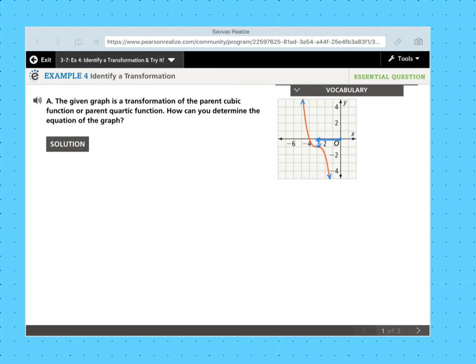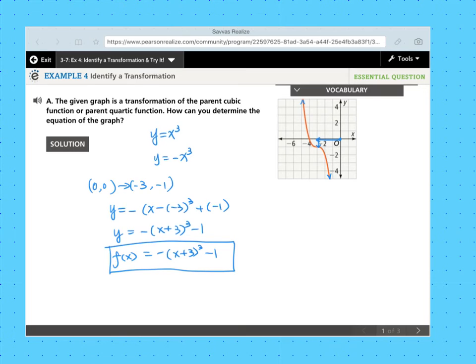Okay, so if I put this into the vertex form, I would have negative x minus 3 cubed plus negative 1. If I simplify this, I would have minus x plus 3 cubed minus 1. So the function, if I want to write it into a function, this is my final conclusion here. Okay?